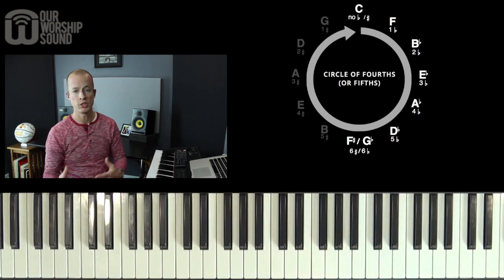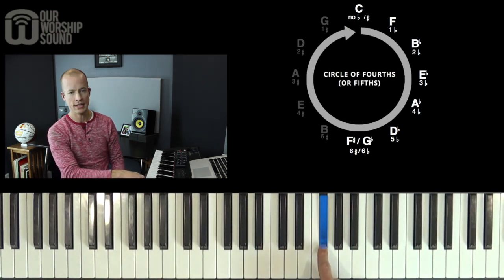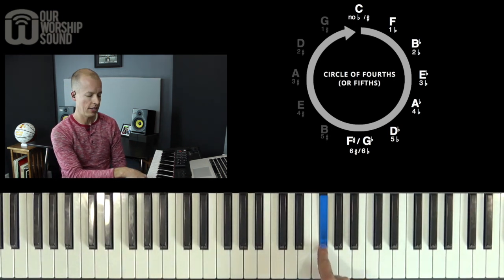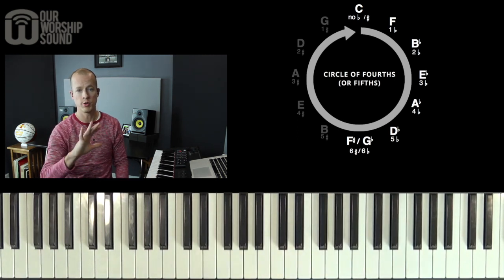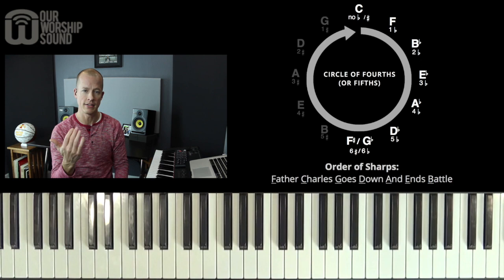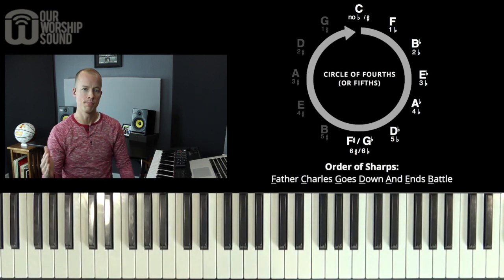This is also the point where we switch over to sharps. We can do 6 flats or 6 sharps. It's going to give us the same set of notes. So instead of thinking of this as G flat, we're now going to think of it as F sharp with 6 sharps. To get the sharps, we're going to reverse the order of flats. Instead of Battle Ends and Down Goes Charles Father, we're going to have Father Charles Goes Down and Ends Battle.